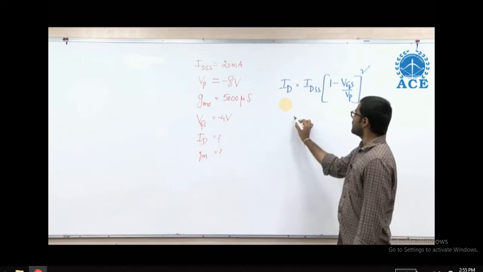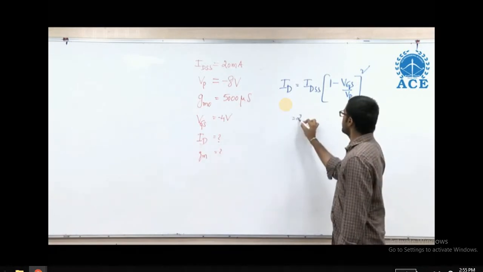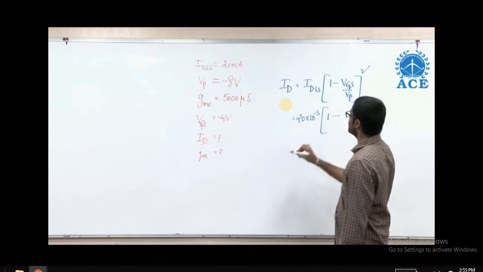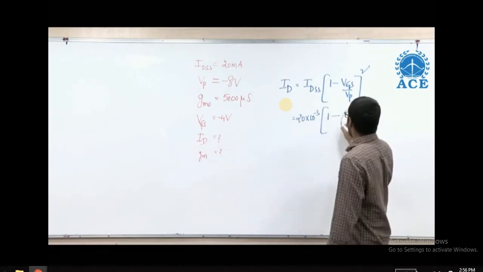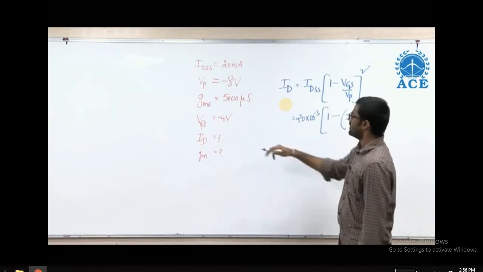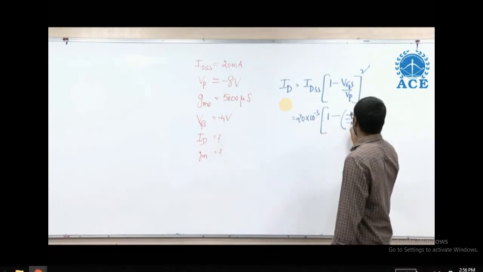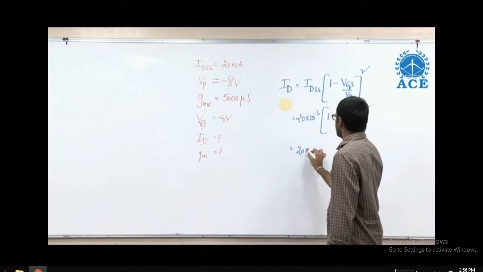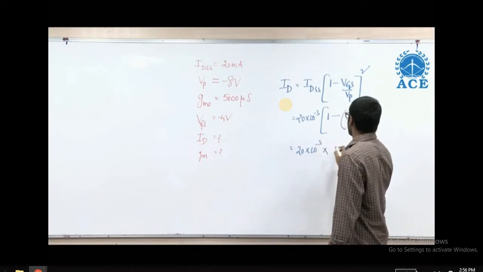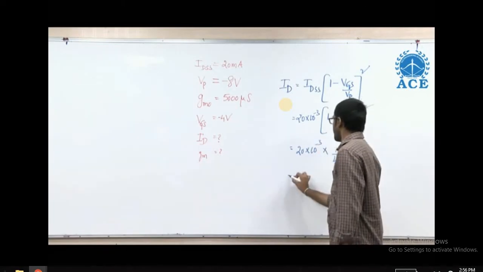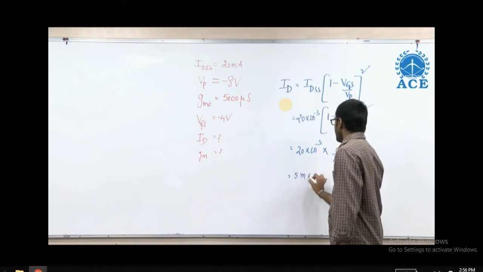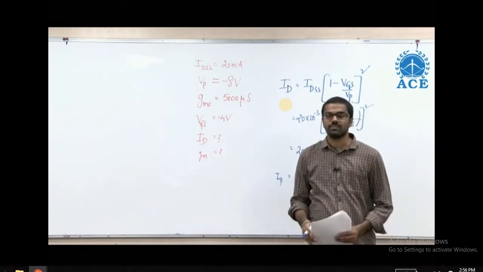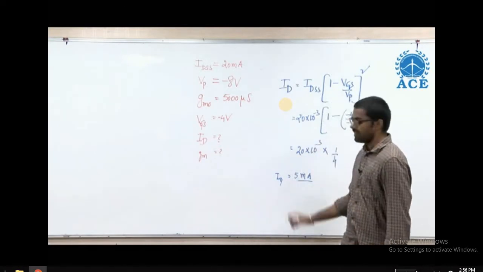Just plugging in the values, it is 20 milliamperes into 1 minus given VGS, which is minus 4 volts, divided by pinch off voltage, which is minus 8 volts, whole square, which is nothing but 20 milli into 1 by 4. It is nothing but 5 milliamperes. So at VGS equal to minus 4 volts, our drain current turns out to be 5 milliamperes.